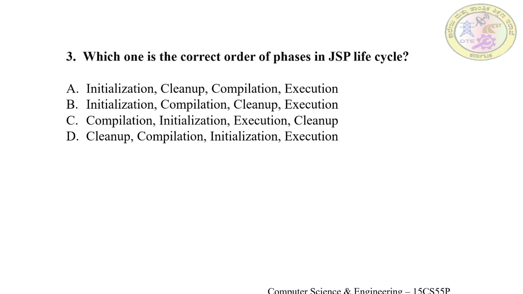The third question is, which one is the correct order of phases in the JSP lifecycle? The first option: initialization, cleanup, compilation and execution. The second choice: initialization, compilation, cleanup and execution. The third choice: compilation, initialization, execution and cleanup. The fourth choice is cleanup, compilation, initialization and execution. The correct option is C, that is, compilation, initialization, execution and cleanup. These are the correct order of phases in the JSP lifecycle.